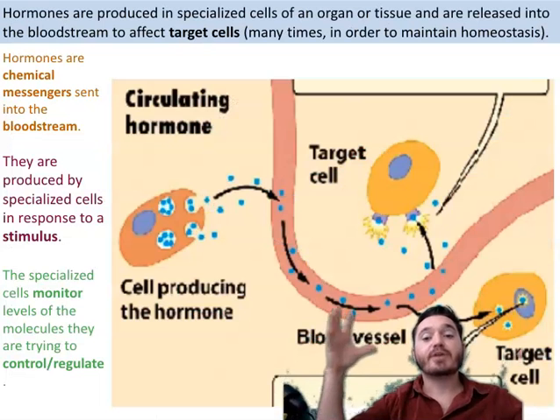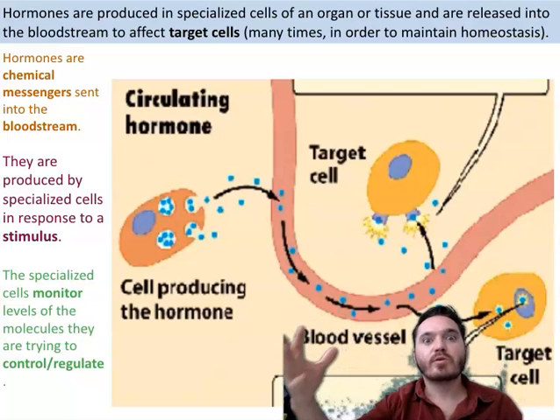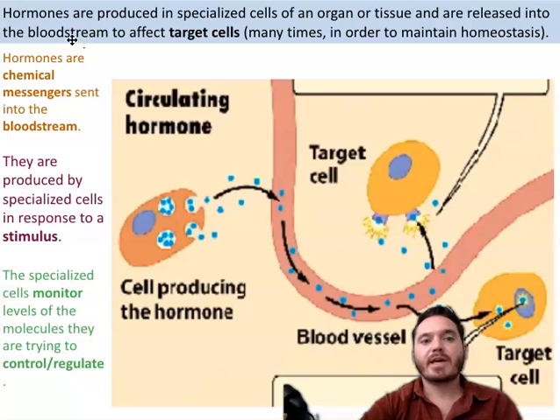This is sort of the bigger picture idea of how hormones work, right? So remember we were saying that hormones are released to send messages or signals to other cells. So how do they do that? Well, they are produced in specialized cells of an organ or tissue and then released into the bloodstream to affect the target cells, okay? And usually this is in order to maintain homeostasis.